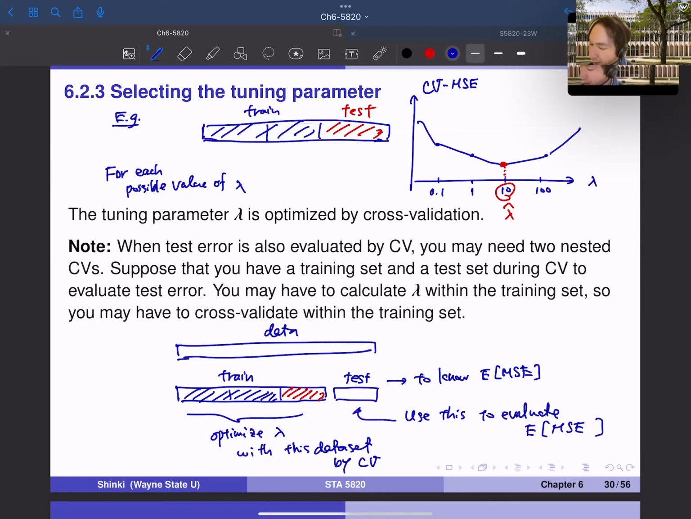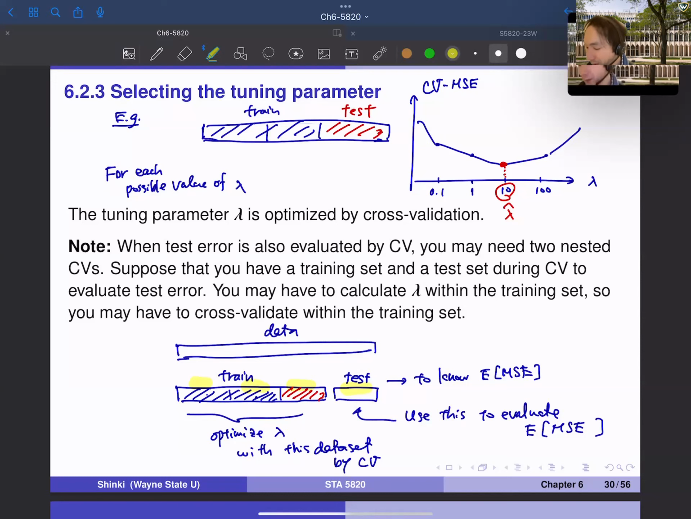Yeah, so we have to do two steps. First, choosing lambda by cross-validation, then calculating expected MSE by the validation set approach. But maybe sometimes we do 2 layers of cross-validation. So if we want to test the expected MSE by cross-validation, maybe you can at first prepare 4 subsets, 1, 2, 3, 4. Then we use 3 to optimize lambda.